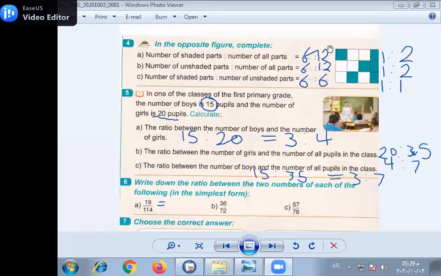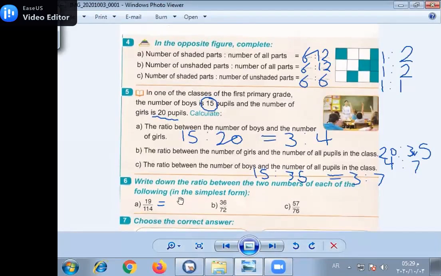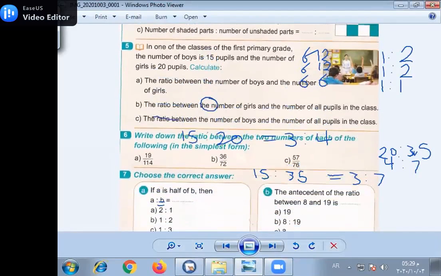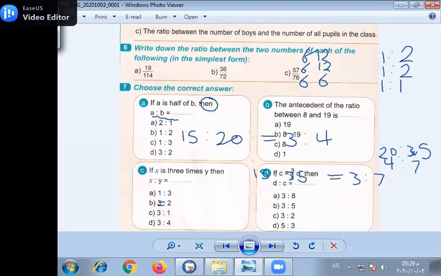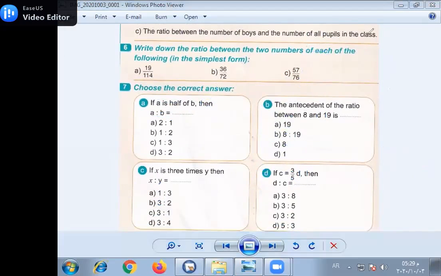Mr., I want to answer number B. Okay, Mariuma, go ahead. I am Ruqayya. Okay, sorry. Okay, it will be.